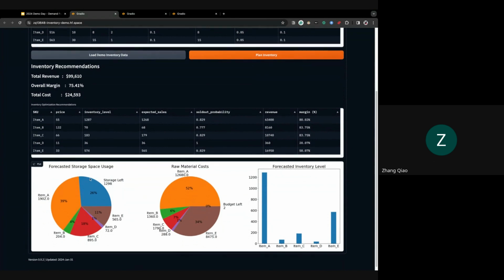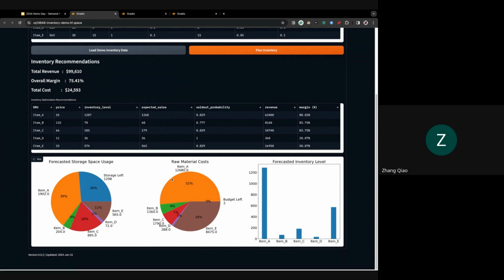We can see from the pie chart that we still have around 1/4 of the storage space left, and we have already run out of all the budget. So this might suggest that we forecasted a very high demand and the budget may not be enough. If you want to get a higher revenue or maintain a good service level, you might need to increase your budget so that you can prepare more inventories and sell more items, of course.